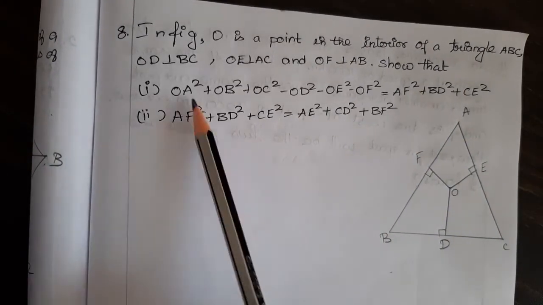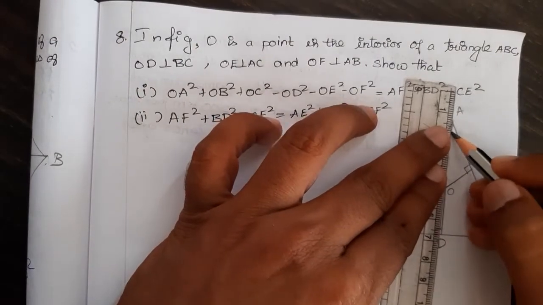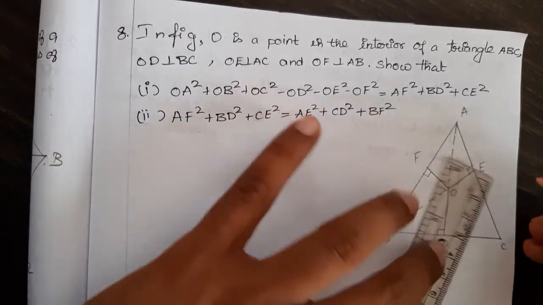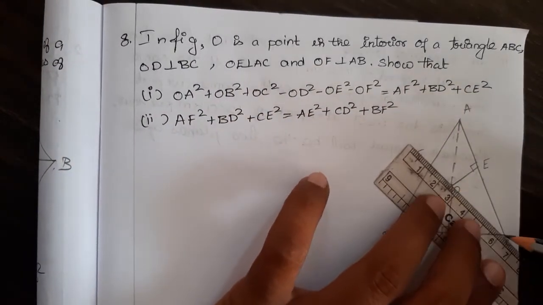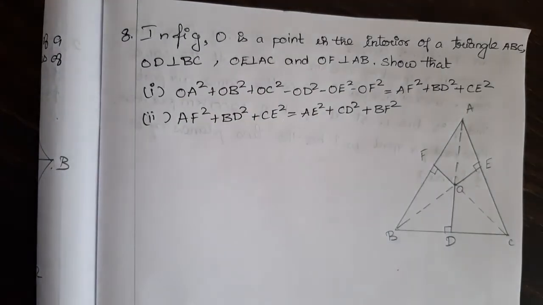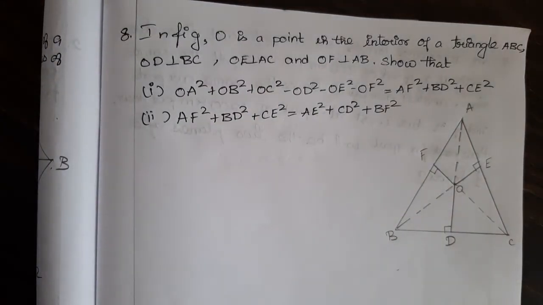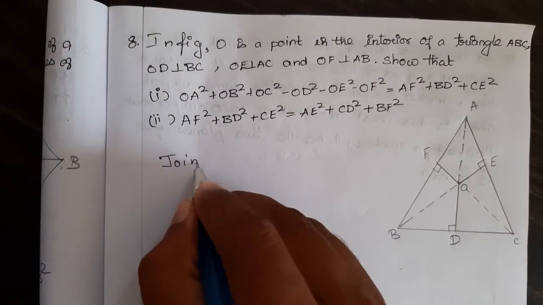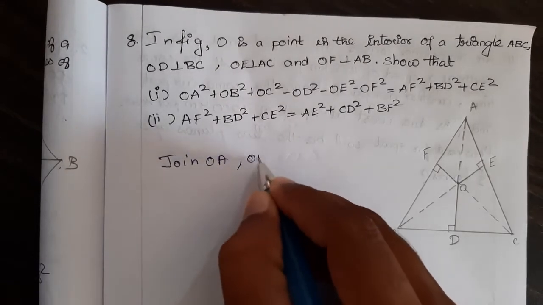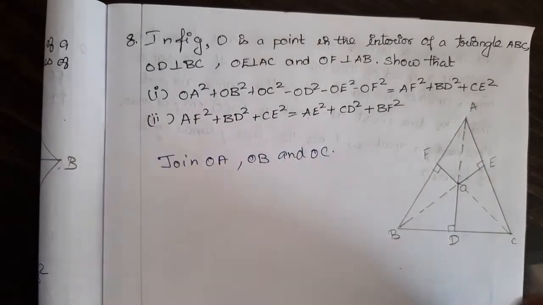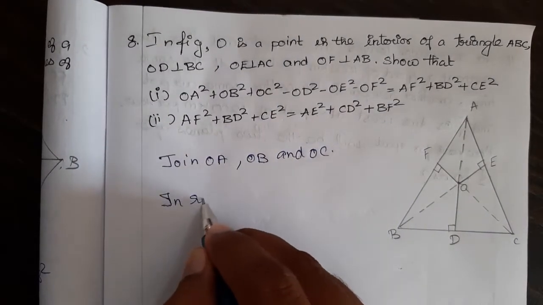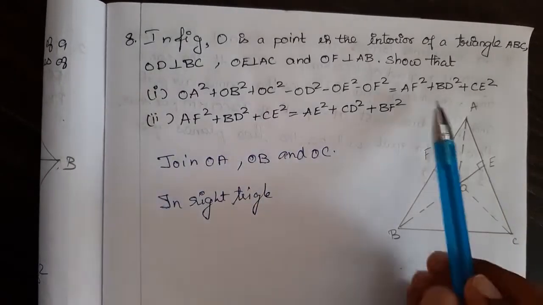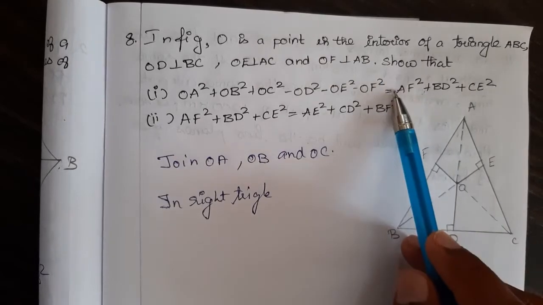And here it shows OA, OB, OC. So let me connect OA, OB, OC. Just connected, since we need those sides, right? So let me choose any one of these sides and apply the Pythagoras theorem. So first, what we have done, we have joined OA, OB and OC, right? So in a right triangle, which right triangle can we choose? There are many right triangles, right? We have to choose wisely. Here we need AF.